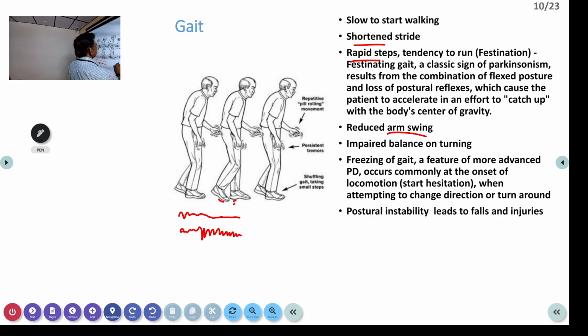Suddenly if you ask the patient to turn, they will have difficulty in turning. Slowly they will turn to one side. Okay, so that is very important. Freezing of gait, that is very important. So when you ask the patient to walk, sometimes suddenly they have complete freezing, they may not be able to move forward. Postural instability, most of these patients will fall forward.